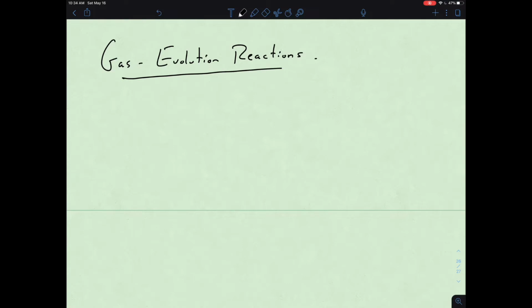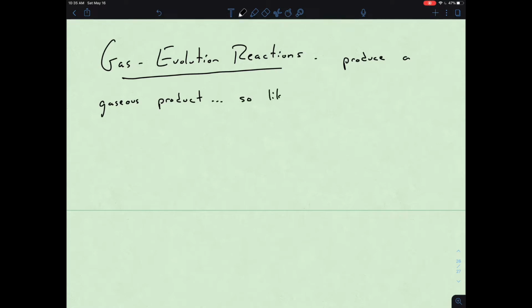There are some other types of solution chemistry reactions that we should be aware of. There's also gas evolution reactions. Gas evolution reactions produce a gaseous product.